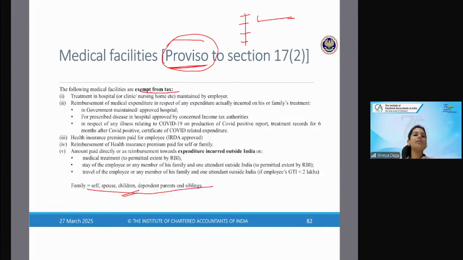That if the medical treatment is happening in a facility maintained by the employer, it is not taxable. If there is reimbursement of medical expenditure, when the expenditure has been incurred by the employee in a government hospital or for a prescribed disease or in respect of a COVID illness, there are certain requirements that you need to produce COVID positive report and the treatment reports and the certificate of COVID, etc. So if in these cases medical expenditure is incurred, which is in a government hospital or for a prescribed disease, there is a list of disease prescribed in rules. You don't need to remember so much now. Or in respect of COVID-19 illness subject to production of relevant documents, then this kind of reimbursement will also be tax-free.